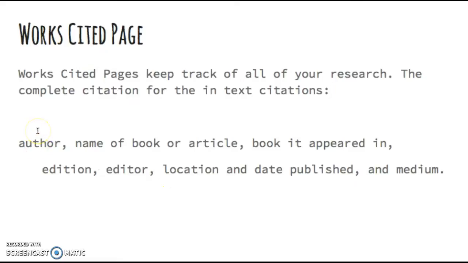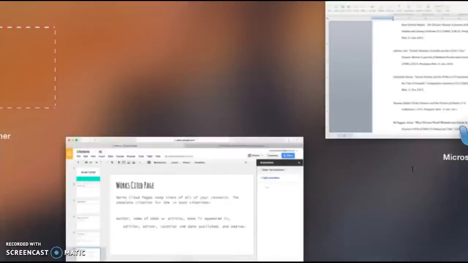For example, on a works cited page, the complete citation includes the author's name, the name of the book or the article, the book it appeared in, the edition of the book, the editor of the book, the location and date published, and the medium, whether it was a book or an article or something you found on the internet. So let's look at some actual in-text and works cited page examples.